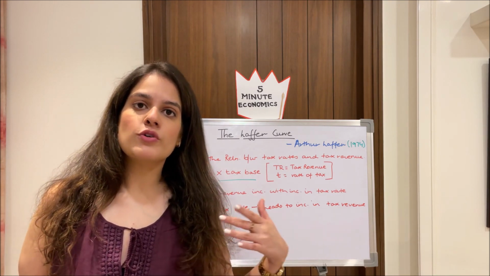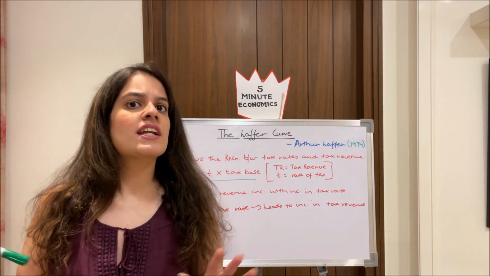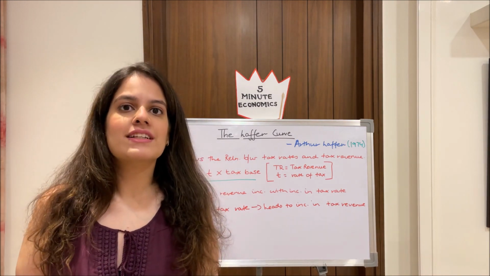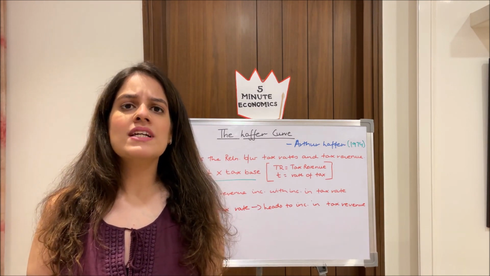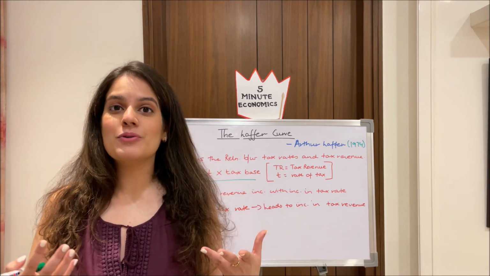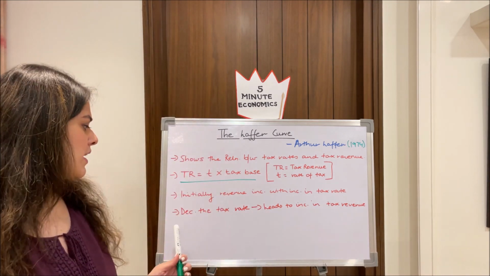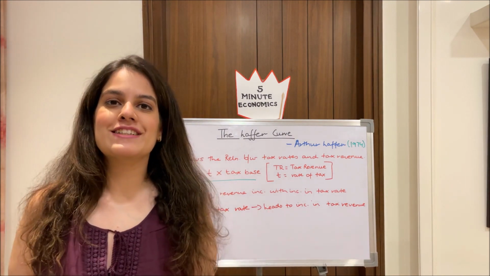After a certain point, what will happen? Even if the government is increasing the tax rate, the revenue will not increase. In fact, the revenue will start falling. Why does that happen? Because people lose the incentive to work, because most of the income is going to the government. It is not coming to them. In fact, Arthur Laffer also said that sometimes a decrease in the tax rate leads to an increase in the tax revenue.